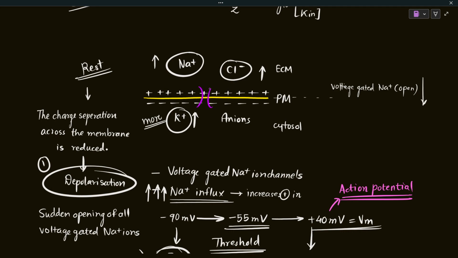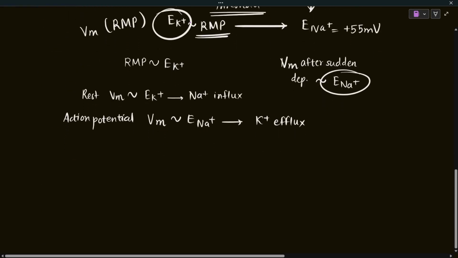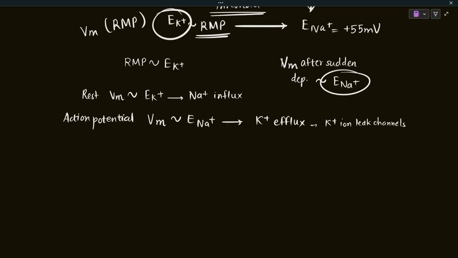So some potassium ions will move from inside to outside, so there will be potassium efflux. Because of the leak channels, potassium efflux will be due to the potassium ion leak channels, and this will ensure that the membrane potential does not get exactly equal to the equilibrium potential of sodium ions. And then there's some chloride influx as well.